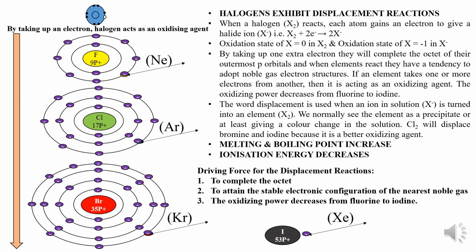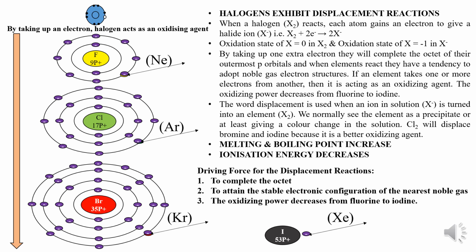The major reason is to attain the stable electronic configuration of the nearest noble gas. For example, fluorine. All the halogens have a total of 7 valence electrons in the outermost shell, and they need just 1 electron to complete the octet. So in order to complete the octet, they take an electron during a reaction, and thereby they attain the stable electronic configuration of the nearest noble gas.